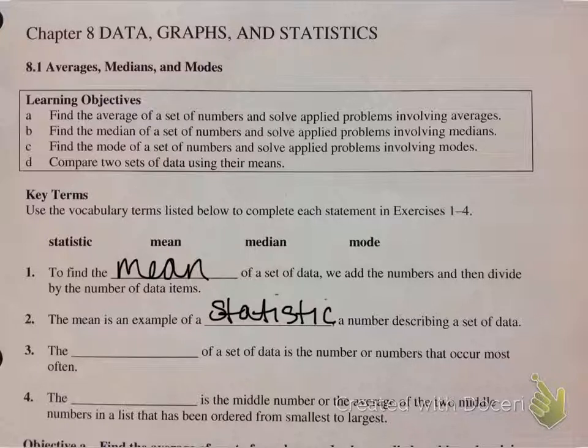The mode of a set of data is the number or numbers that occur most often. And the median is the middle number or the average of the two middle numbers in a list that has been ordered from smallest to largest. So we're going to practice finding the mean, the median, and the mode, which are all examples of a statistic or a number that describes a set of data.